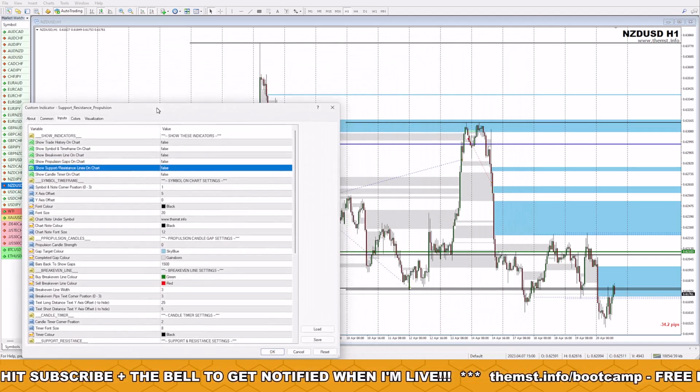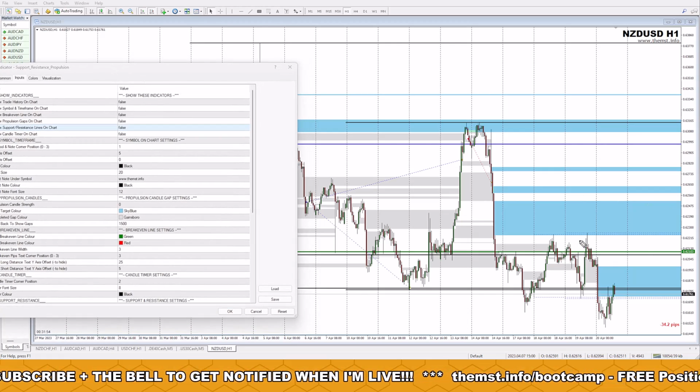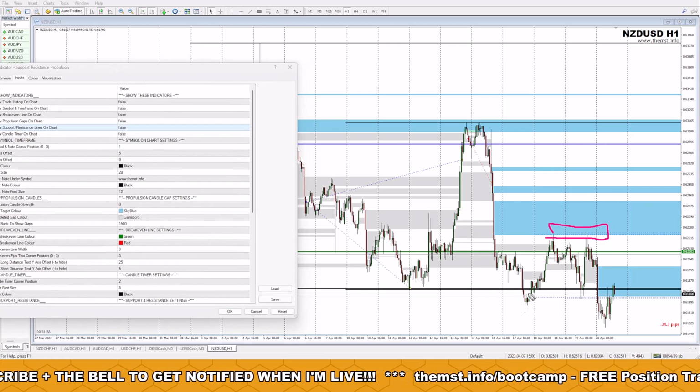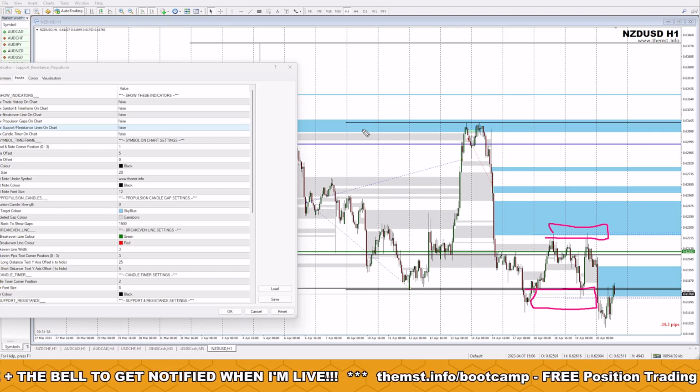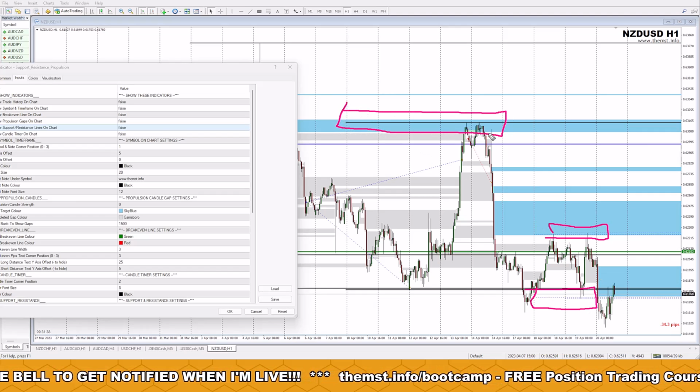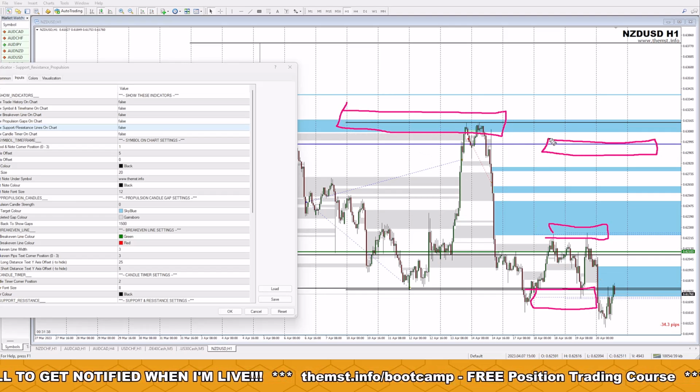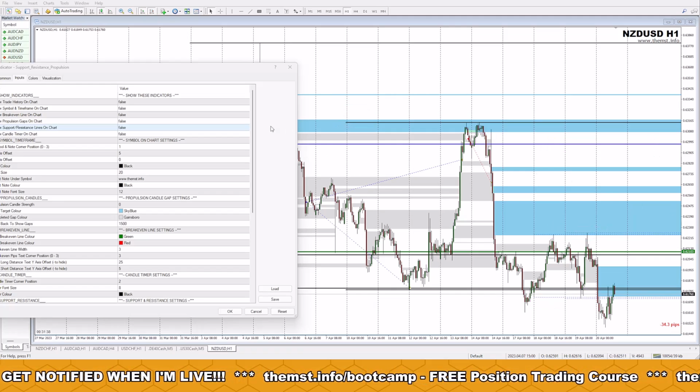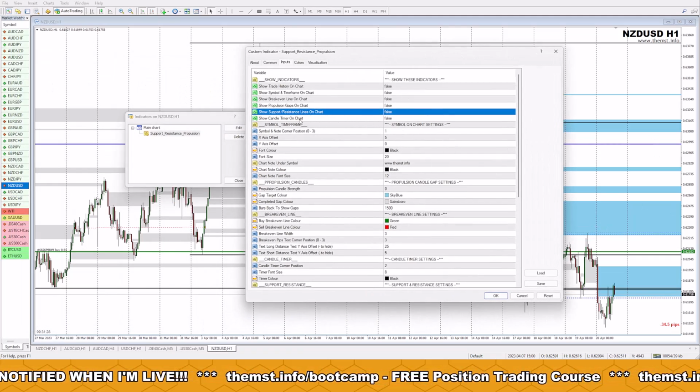We've then got the support and resistance lines. So there's different types of support and resistance lines. We've got the daily ones, which are in the blue dotted ones here. We've got weekly, which are shown in black. And then we've got the purple ones here, which are the monthly. These are all completely configurable, but I'll show you all about those in a second as well.